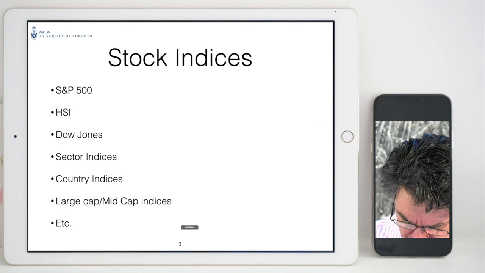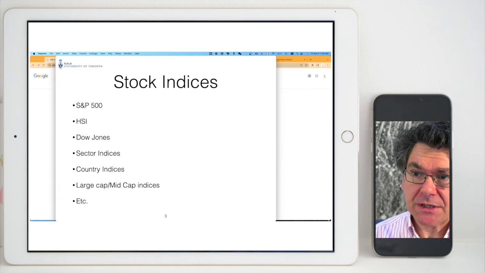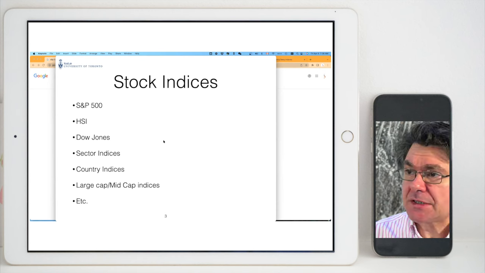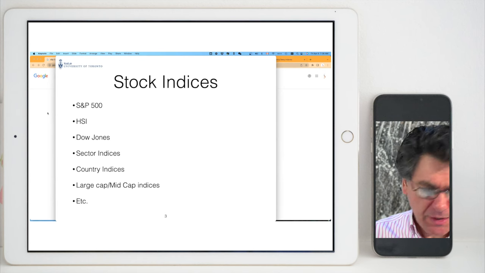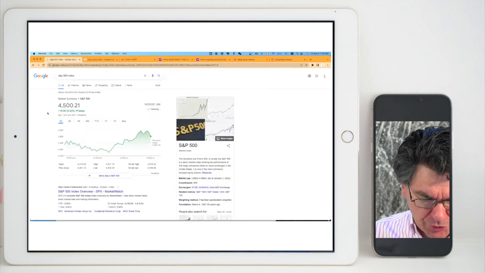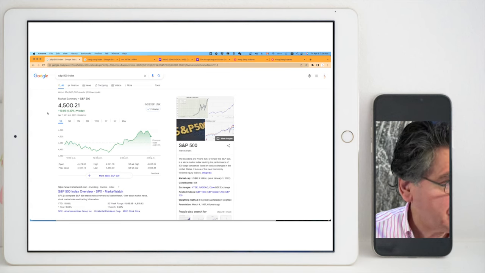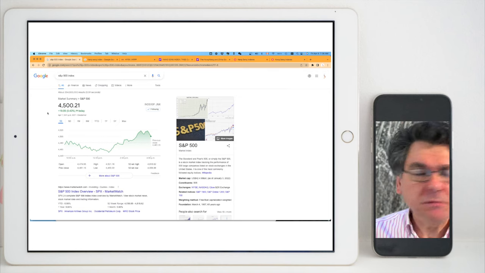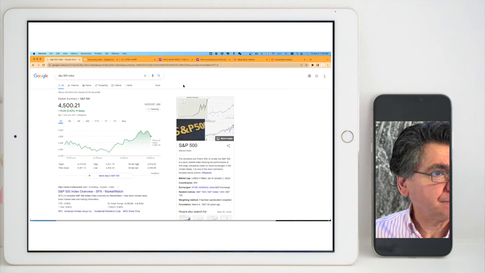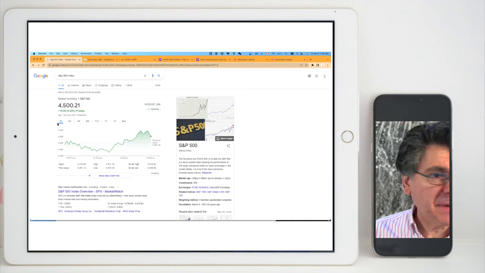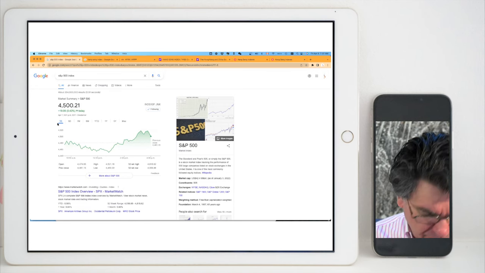So I want to spend today my time on this. I want you to understand the different indices. And in order to do that, I want to move to the browser. I want to use the internet to explain some of these things. So here is the S&P 500 index.